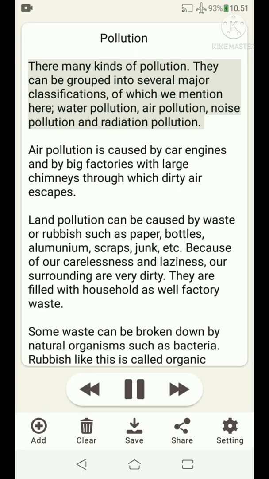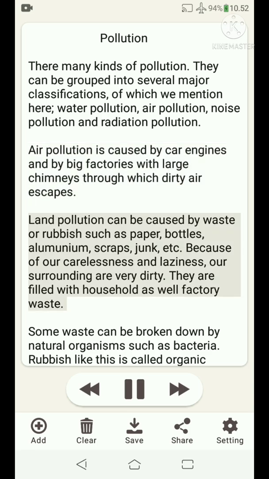Pollution. There are many kinds of pollution. They can be grouped into several major classifications, of which we mention here: water pollution, air pollution, noise pollution, and radiation pollution. Air pollution is caused by car engines and by big factories with large chimneys through which dirty air escapes.